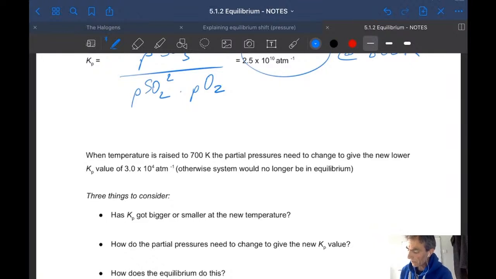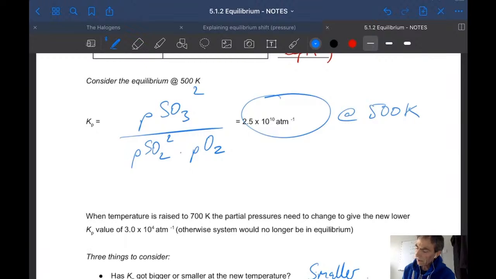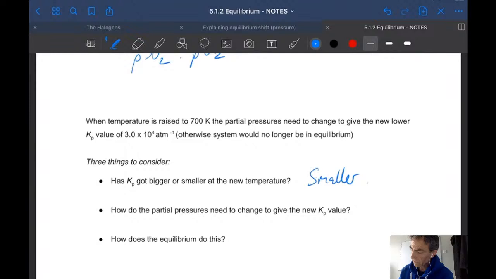So has Kp got bigger or smaller at the new temperature? It's got smaller. Okay, that's straightforward, isn't it? So how do the partial pressures need to change to give the new Kp value? If we want to make the answer to the fraction lower than it was, what's got to happen? Well, the numerator term has to decrease and the denominator term has to increase. Okay, so we'll put that in.